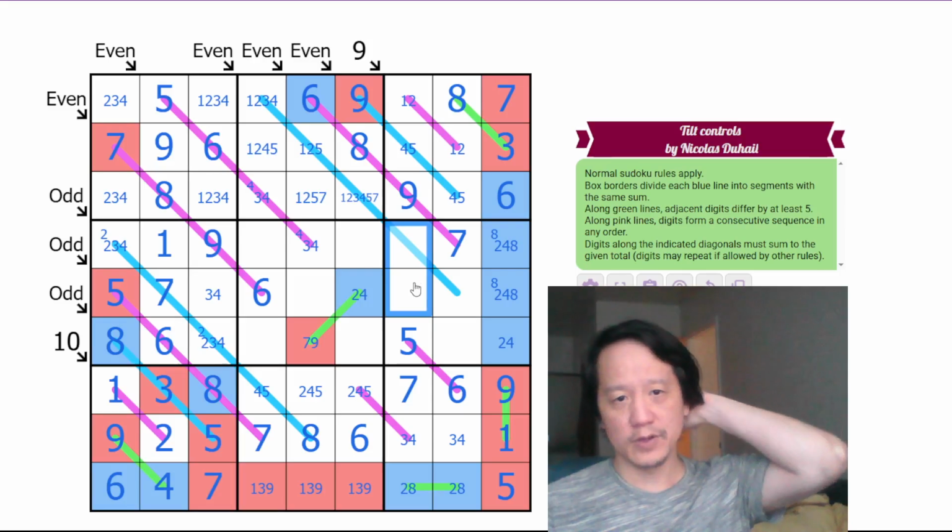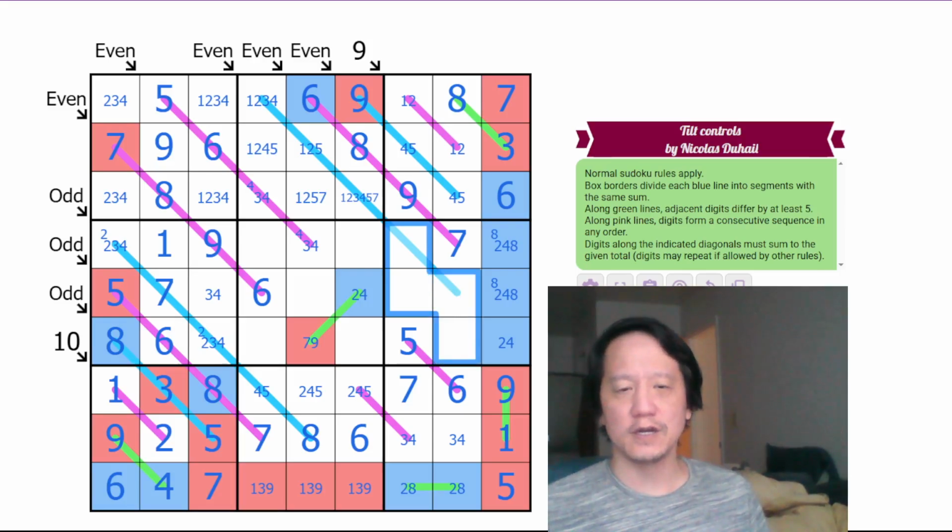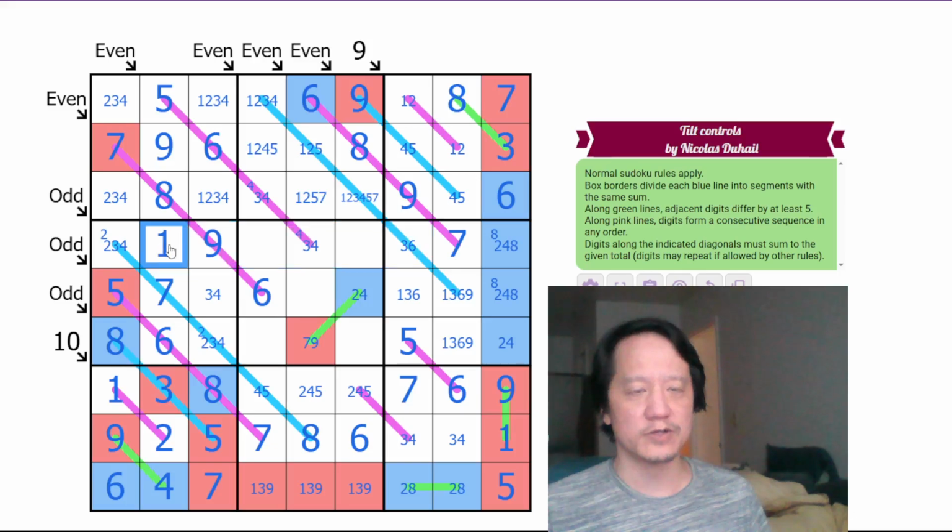9 cannot be here. Remaining digits in box 6 are 1, 3, 6, and 9. Obviously, 9 can't be here. 1 can't be here because of 1 in the row. 6 cannot be either of these digits. And 6 can't be here.